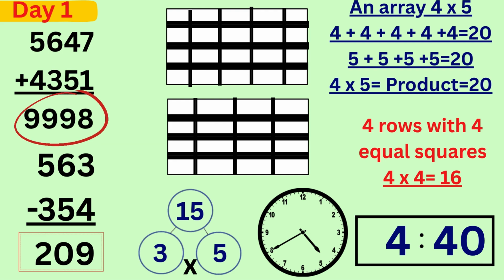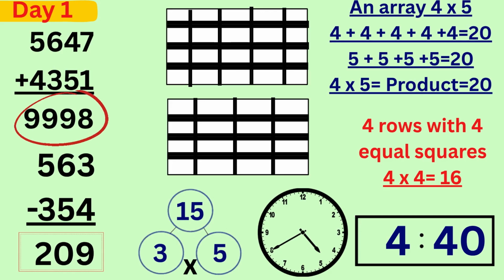Number 2, draw an array for 4 times 5. What is the product? We have an array that shows 4 rows with 5 columns. The repeated addition is 4 plus 4 plus 4 plus 4 plus 4 equals 20, or 4 times 5 is 20, and the product is 20.